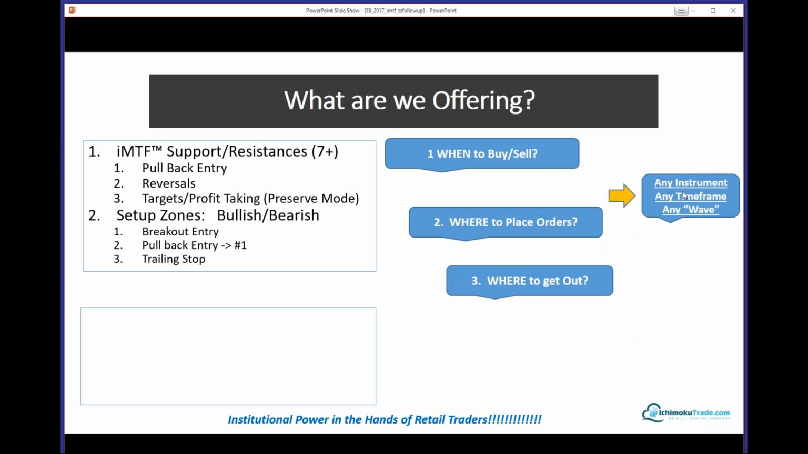When we get to the charts, we're going to show you trades from a tick level all the way up to 5 minute, 10 minutes, 15, 60 minutes, 240, daily and weekly. And we'll show you some live trades and so forth.